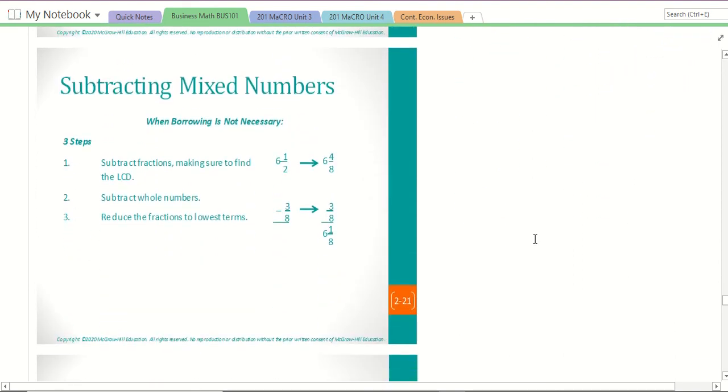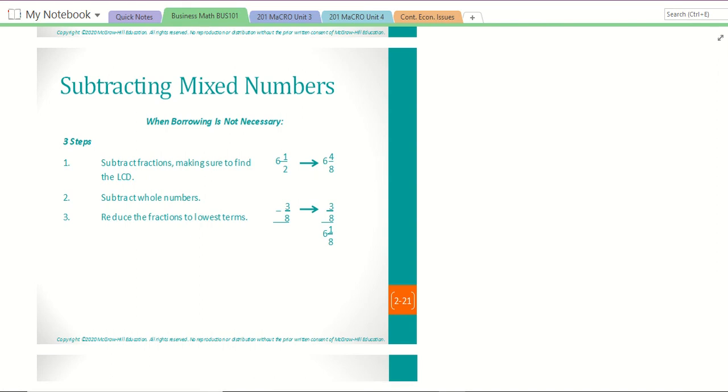Subtracting mixed numbers. Now this gets a little bit complicated because you have to know a little bit about fraction size and percentages and that type of stuff. So when borrowing is not necessary. In this case, it is not necessary because 1/2 is actually more than 3/8. So I don't need to borrow. I don't need to borrow from the whole number. I don't need to borrow from the 6.